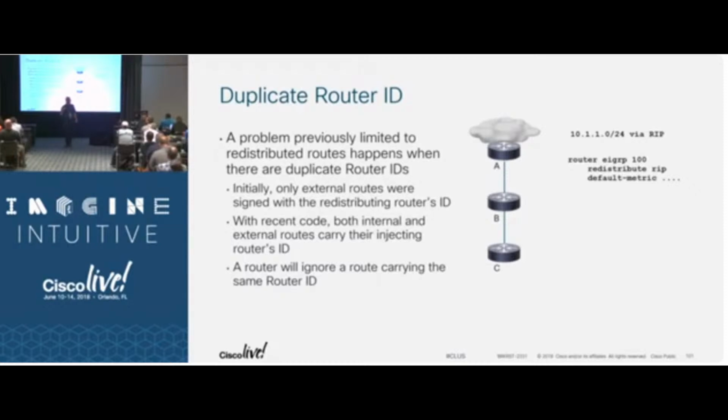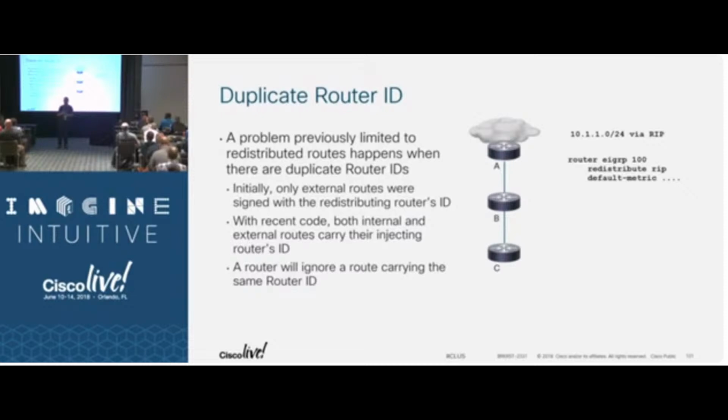Since some advances in EIGRP, we have started tagging all routes, not just externals but also internals, with the router ID of the router that injects them first into EIGRP. This has not been made public too much in the beginnings. And again, if a router receives a route tagged with its own router ID, it's going to totally ignore it. It's not going to be logged in logs. It's just not going to be in the topology table as if it never arrived.